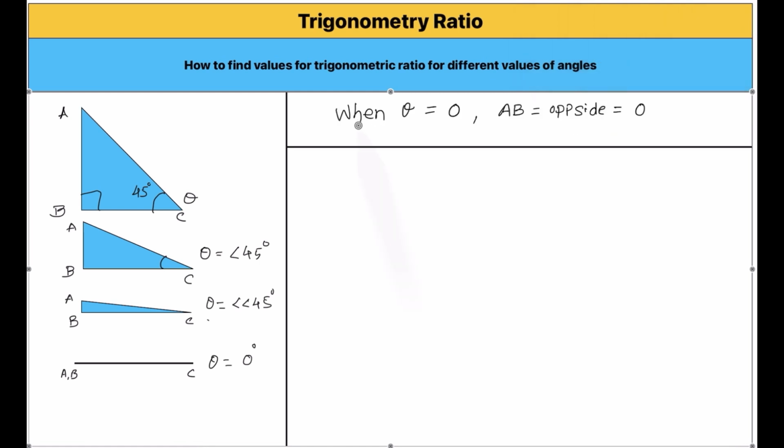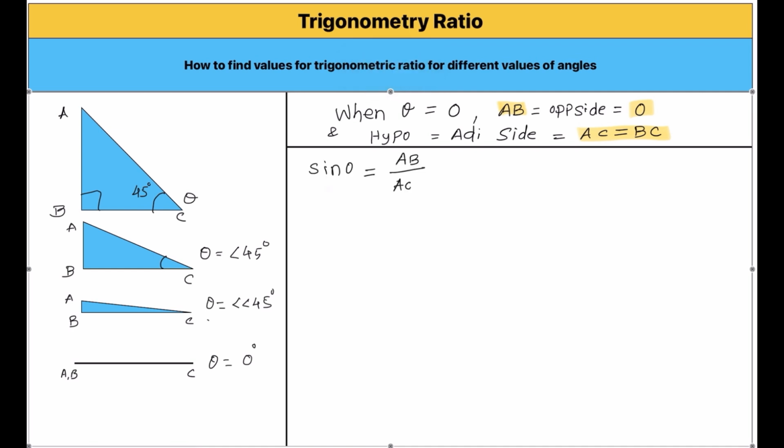In short, what has happened? When theta is equal to 0, AB, that was the height or opposite side of angle theta, has become 0. And the hypotenuse is now equal to the adjacent side. In this case, AC is equal to BC. So focus on these 2 points. AB is equal to 0 and AC is equal to BC when theta is equal to 0. With this data, let's find out the trigonometric ratios for angle 0.